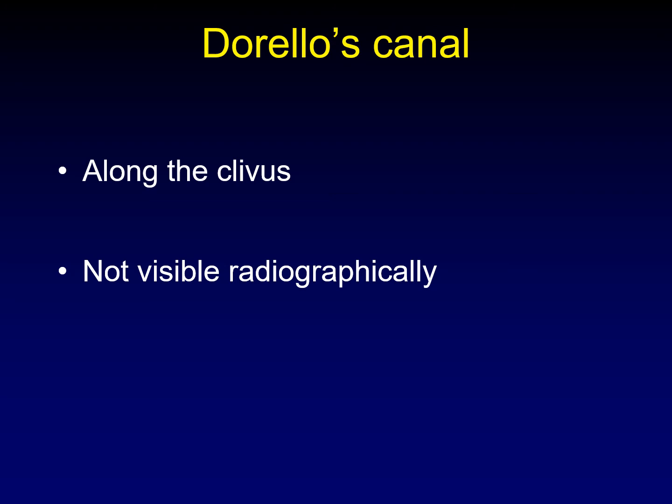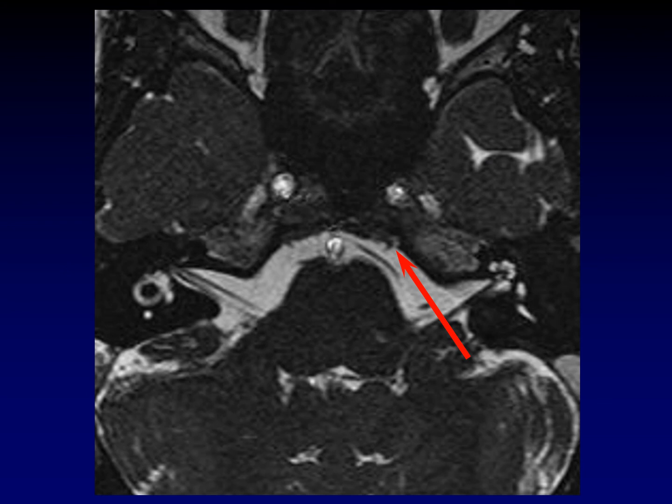Unfortunately, the nerve within Dorello's canal is not visible radiologically because it is not surrounded by CSF, but you can see the nerve as it enters the Dorello's canal. Here's an example of the sixth cranial nerve just edging into Dorello's canal. This little pocket is the canal itself, and there's the cranial nerve just headed into it.